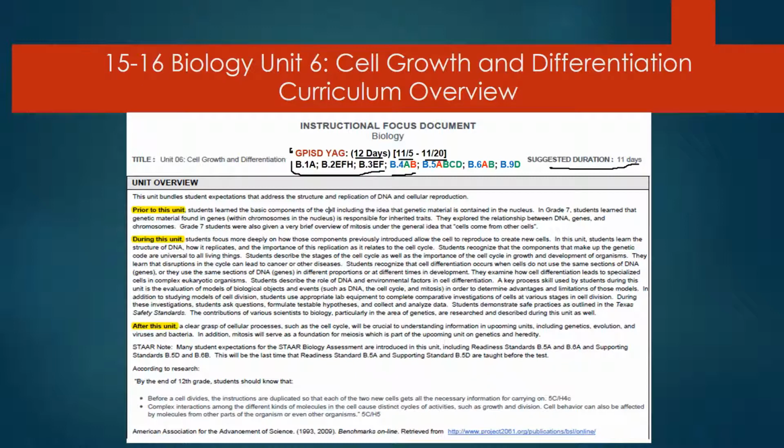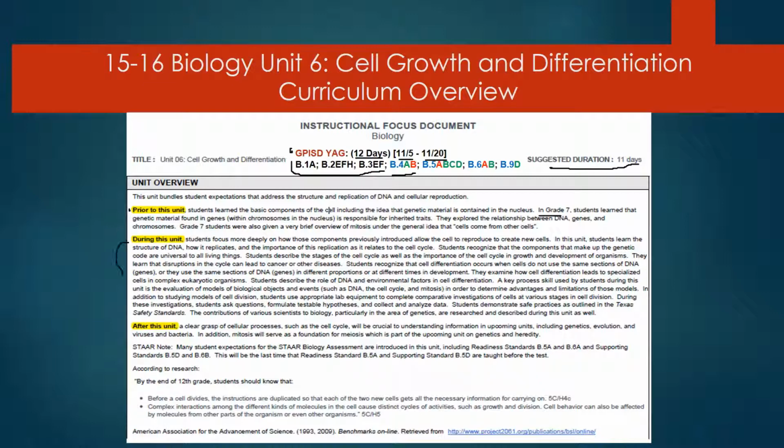unit. And a few notations again, looking at our prior to the unit, we want to make sure that we're using our prior to the unit to engage the students and access that prior knowledge. This is prior knowledge that they should have from biology, previous concepts that we've covered, as well as in 7th grade when they've gone over genetic material found in genes and the chromosomes and inherited traits. So this is the information that you want to definitely use to develop engaging activities to start your unit.